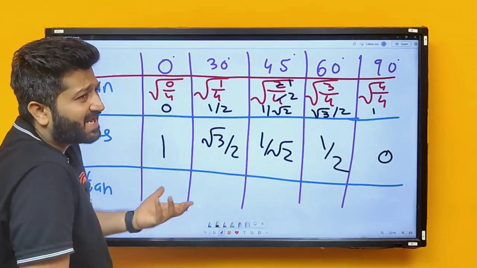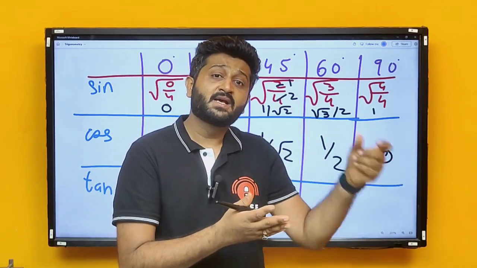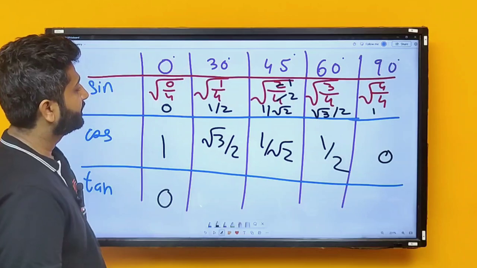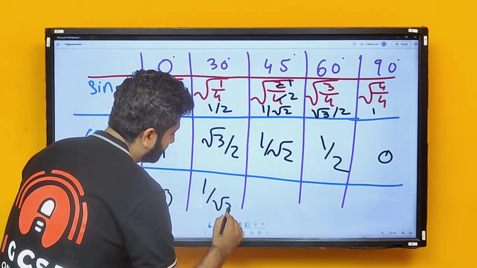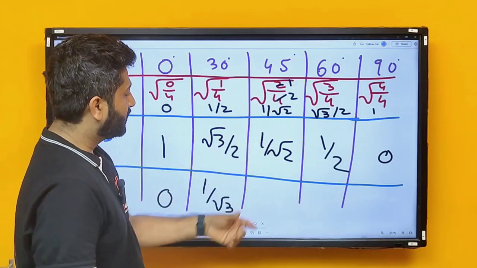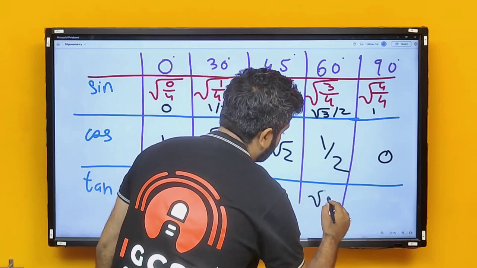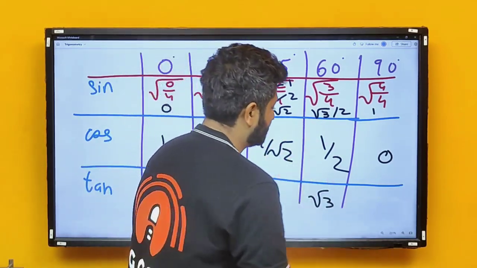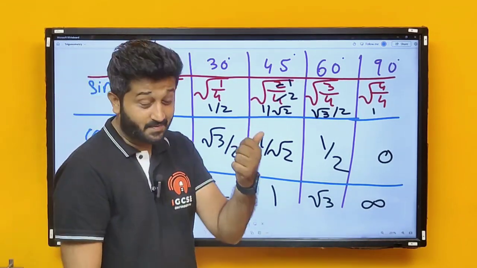Then you have tan. What is tan? Tan is nothing but sine by cos. So sine 0 by 1 is 0. 1 by 2 upon root 3 by 2 is 1 by root 3. 1 by 2 upon 1 by root 2 is 1. Root 3 by 2 upon 1 by 2 is root 3. 1 by 0, guys, that's it. That is not defined, so infinity or undefined. See, now you can see I made a mistake.